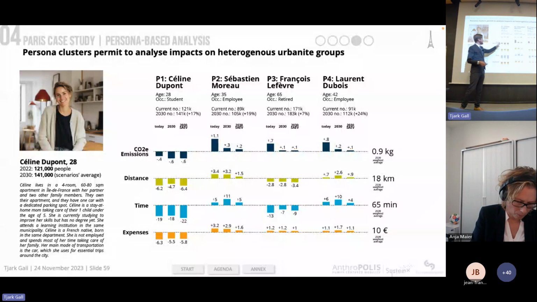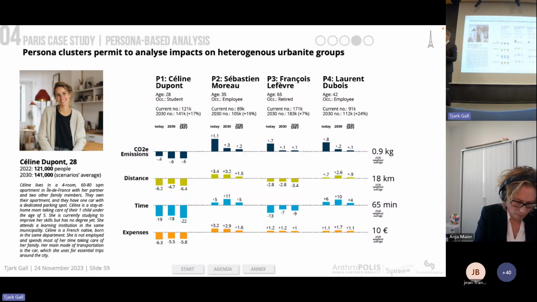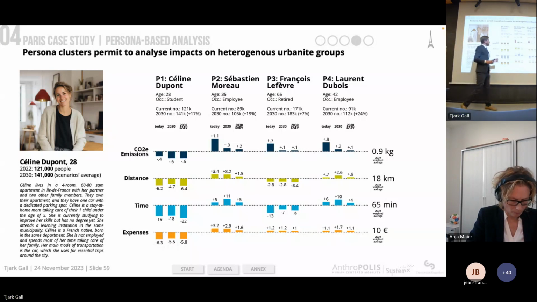And then we can look at emissions, the distance they travel per day, time and expenses, always compared to the average of 2030. What it shows us is that some people emit much more than others. That's not a surprise, but it allows us to look at it much more in detail. And it allows us also to see, for example, for whom a solution might have the most significant impact between different scenarios or between the implementation of the solution and not.